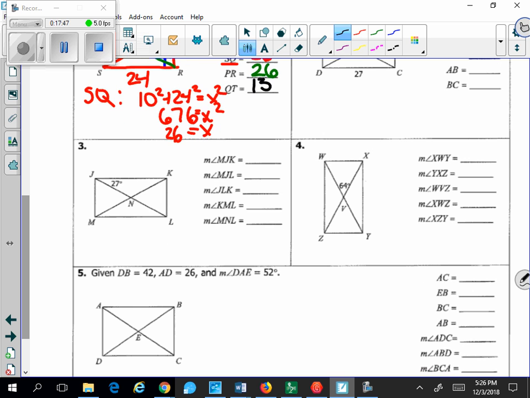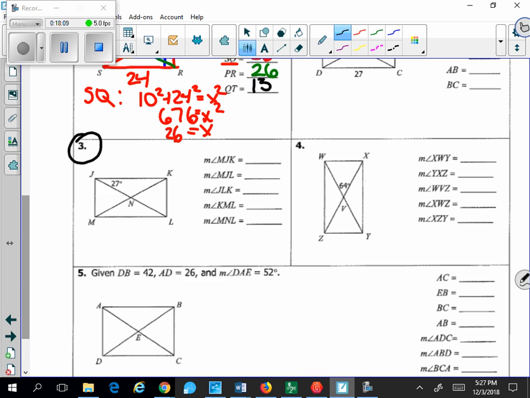Next up, I want to do just one more with you guys, because I think you'll get it after that. I am confident in you. In this picture, they gave me an angle. I'm dealing with angles, no sides in this one. I'm looking at number 3. Sorry. Number 3 is where I'm looking right now.